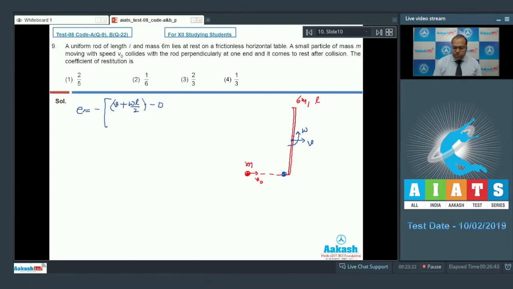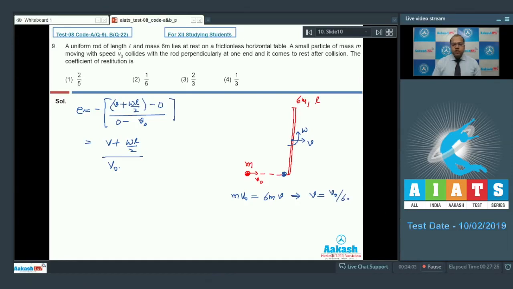Velocity of first particle after collision is 0. Velocity of second particle before collision is 0 and the velocity of first particle before collision is v0. So this comes out to be (v plus omega L by 2) divided by v0. Now we have to find out what is the value of omega and what is the value of v. So from the principle of conservation of linear momentum, I can say that m into v0 is equal to 6m into v. So from here the value of v comes out to be v0 by 6.